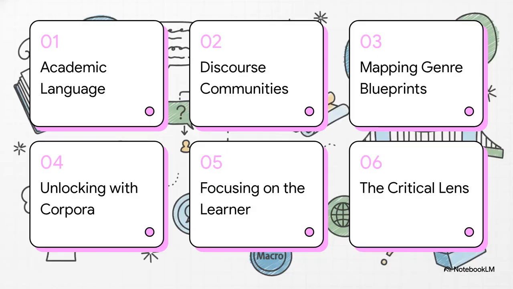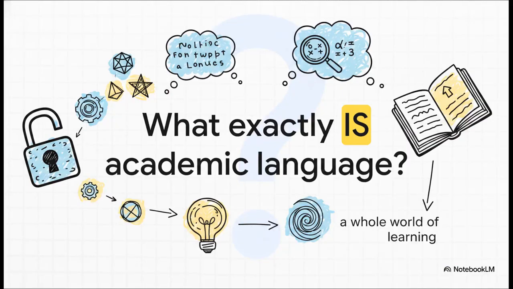We'll kick things off with what academic language even is. Then, we'll look at the communities who use it, the textual blueprints they follow, and some seriously cool high-tech tools used to analyze it all. We'll wrap things up by seeing how all this research actually helps learners and how it can even reveal hidden power structures. Okay, so first things first, what is academic language really?